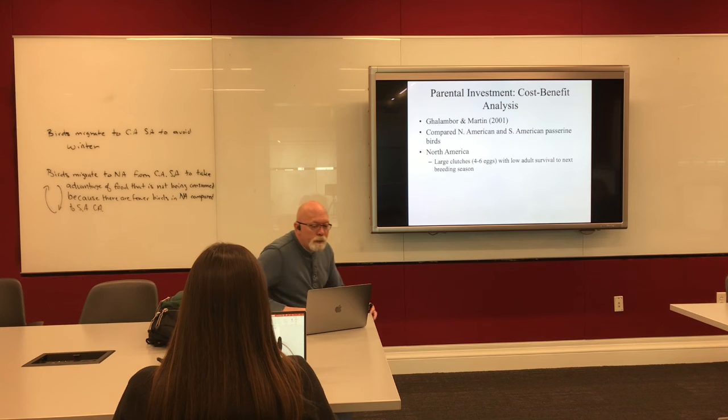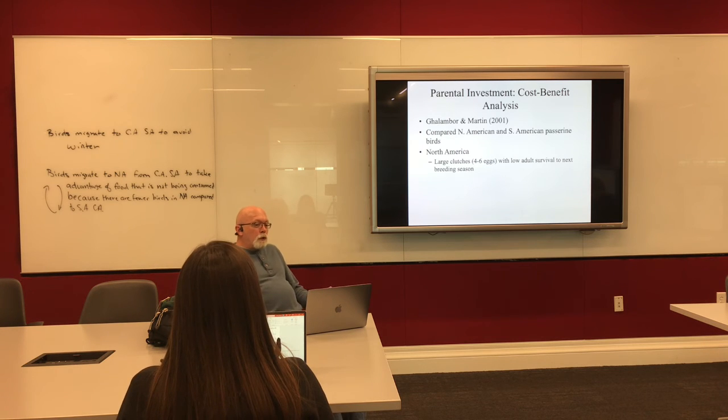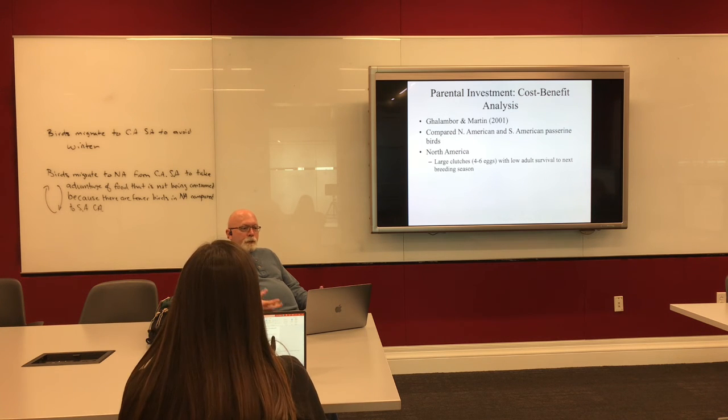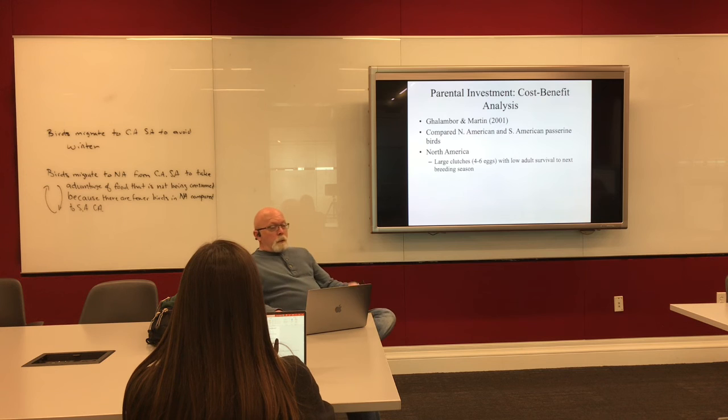So in North America, we tend to have bird species that produce large clutches and low adult survival to the next breeding season. So they tend to invest heavily in reproduction, and they're not saving back a bunch of energy to make it to the next year, and so they're acting more like a semelparous sort of organism, and so they put more of their energy into reproduction and save less back for growth and maintenance. Because it's going to be a tough winter. It's going to be hard to survive. So if your likelihood of survival is really low, you put a lot of investment in the current reproductive effort.